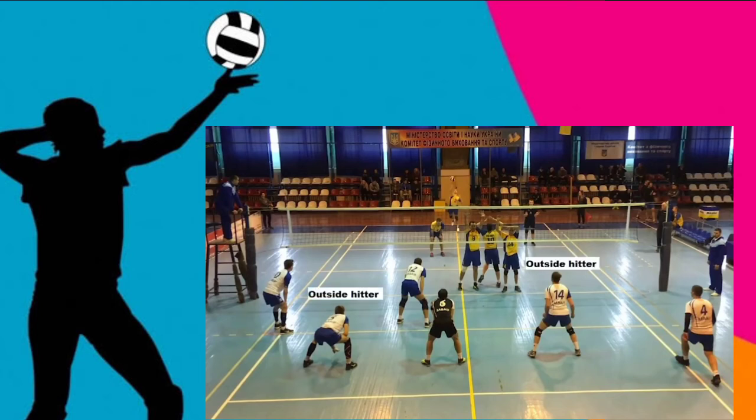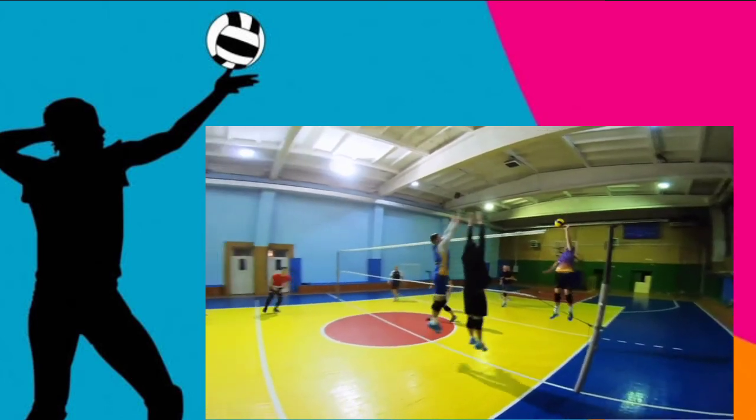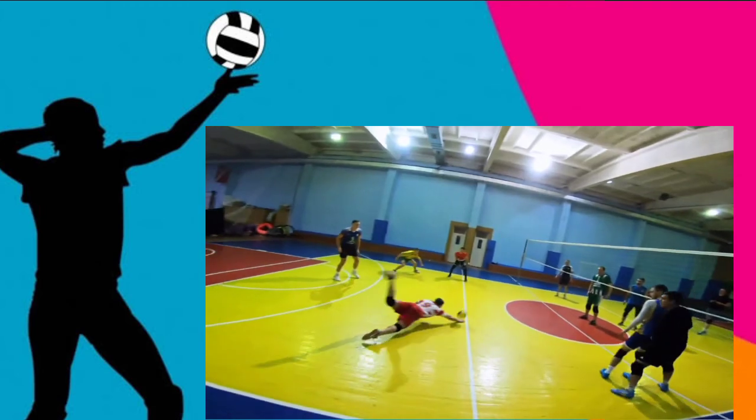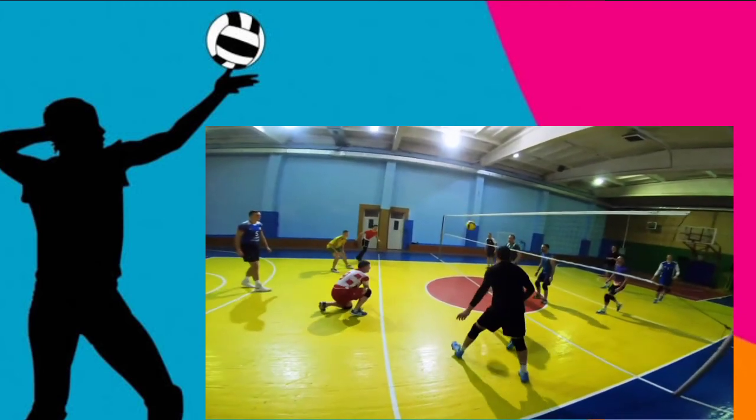Outside hitter, also called wing spiker, left side. Opposite hitter, right side. Setter, middle blocker, center or middle hitter, libero, and in most leagues in the United States, defensive specialist, in place of or in addition to a libero.